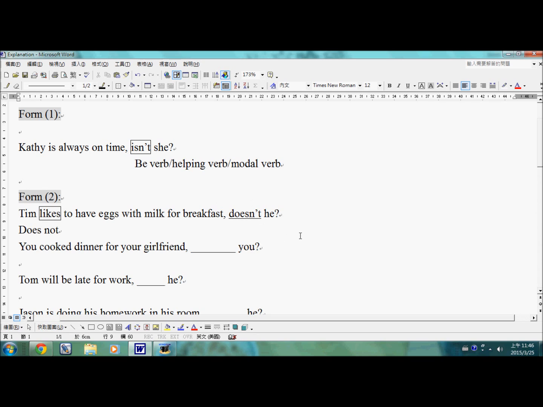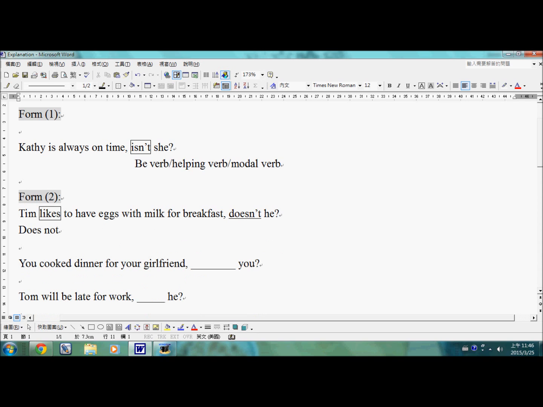When I lower my tone like this, Tim likes to have eggs with milk for breakfast, doesn't he? I'm not really asking a question. I'm actually asking you to say yes, to confirm what I've already known. But if I raise my tone at the end of a sentence, when we want to ask a real question with a tag question, we tend to put a negative statement over here, and use a positive question tag. So I will rewrite the sentence like this, but it means differently.